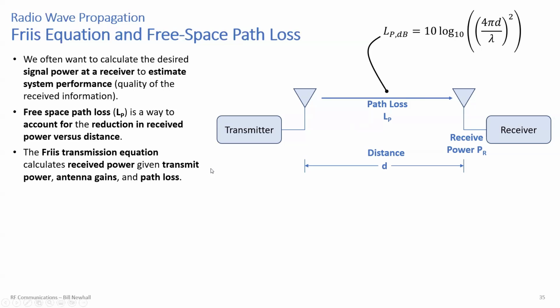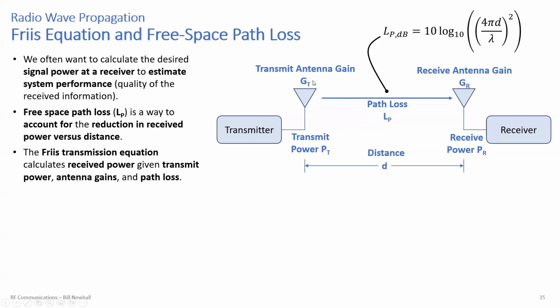There's an equation called the Friis transmission equation, and it's used to calculate received power, given we know the transmit power, we know the transmitter antenna gain, we know the receiver antenna gain, and we know the path loss. So if you know that, or you can estimate that, we can use the Friis equation.